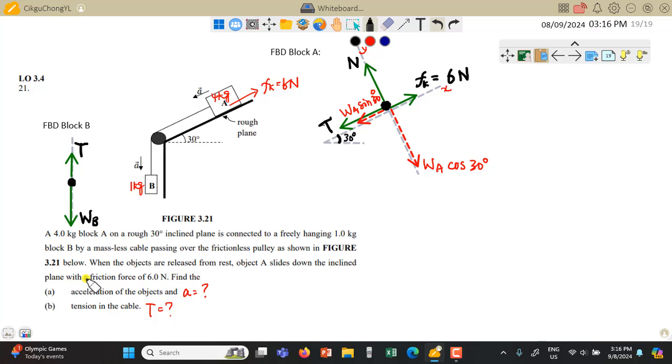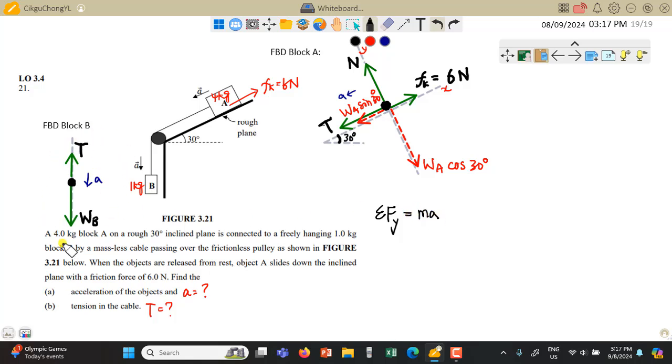So this is what I get after resolving all the forces into each perpendicular component. Then I can start to apply Newton's second law to solve the questions. So refer back to the figure given, refer to the questions. Block A accelerates down along the inclined plane, and block B accelerates downwards. So refer to the FBD for block B. I write down Newton's law, summation F equal to ma.